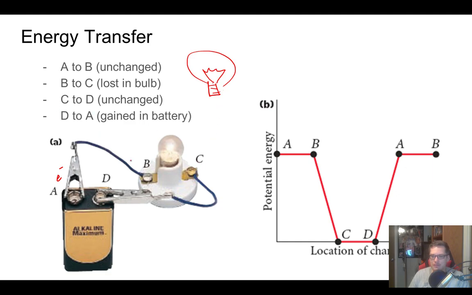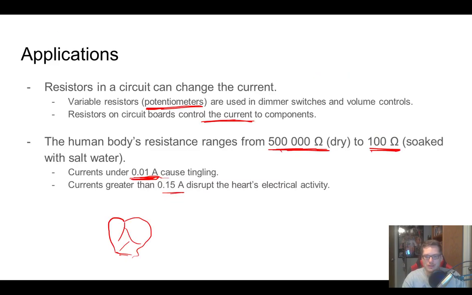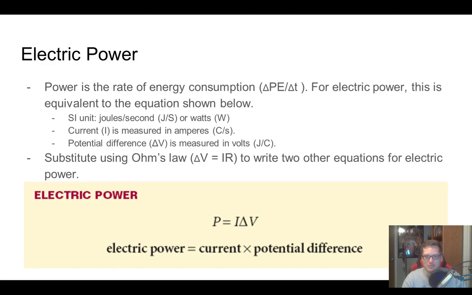All right. Then from C to D, again, we're traveling through a wire with very low resistance, so our potential energy doesn't change. And then from D to A, we're going through the battery, and we end up with high potential again. All right, and so that's it for this video. Not too bad. We talked about resistance, talked about alternating and direct current, and did some practice problems. So that was fun.